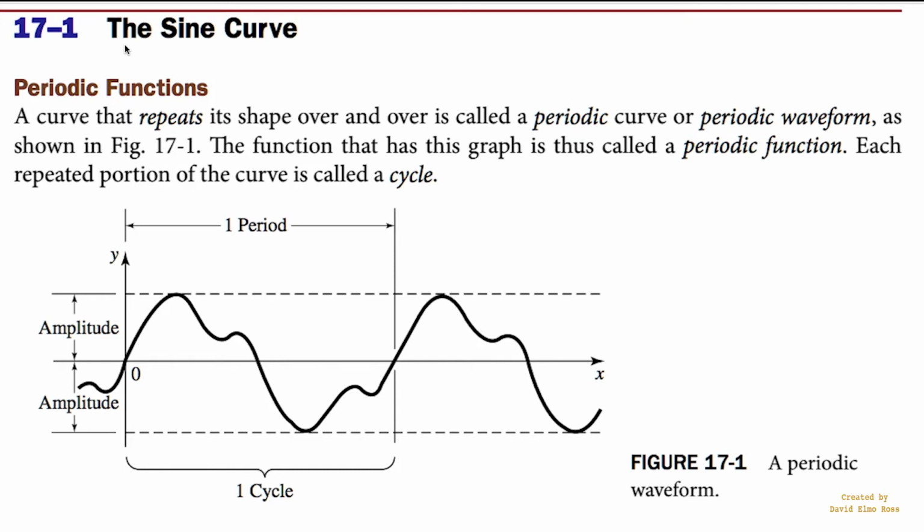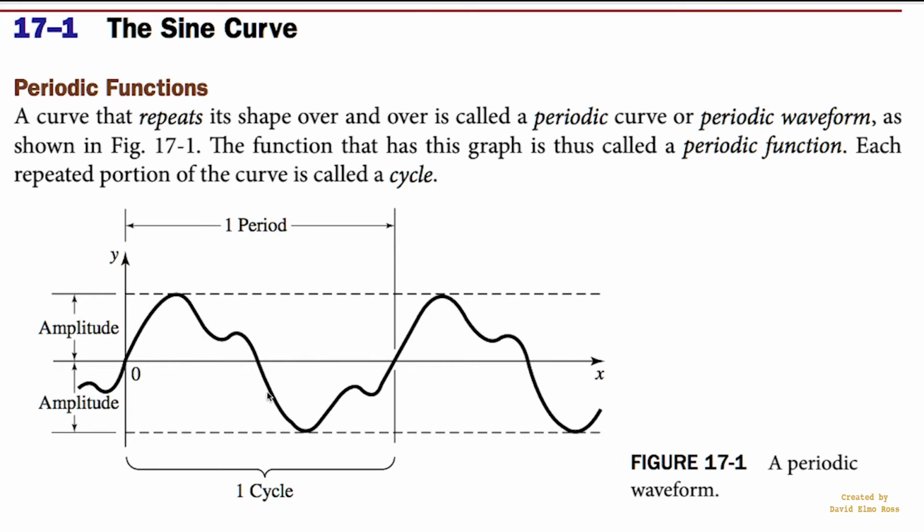Before we look at the specifics of the sine curve or sine wave, let's take a look at periodic functions in general. A curve that repeats its shape over and over again is called a periodic curve or periodic waveform. And periodic waveforms have certain characteristics. For instance, if we start here at point 0 and follow this waveform, we can see that it is going to repeat at this point and continue on over and over again. So from here to here is called the period of this waveform, or one cycle of the waveform.